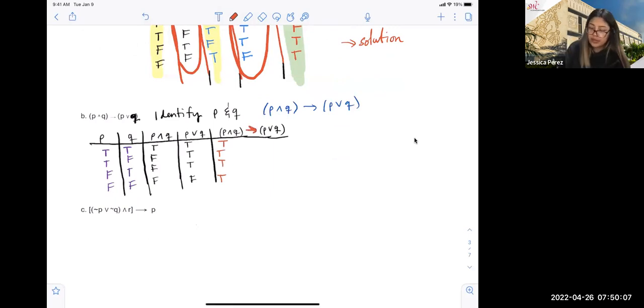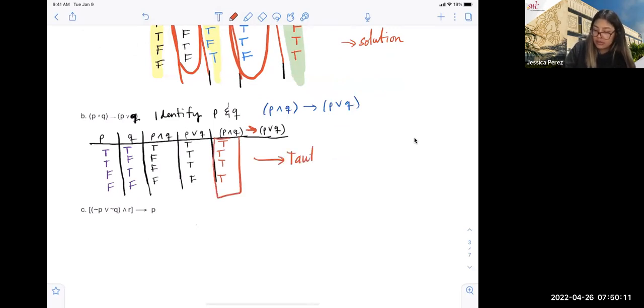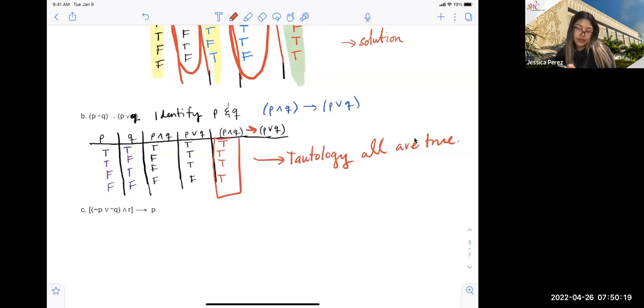So this is a tautology, meaning that all are true from your truth table. So T implies T, F implies T, F implies T, F implies F, that's a T. The only place we would get a false is if we have a T and then an F, okay? Yes.